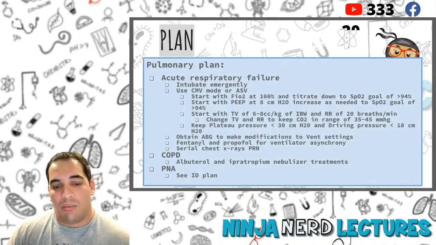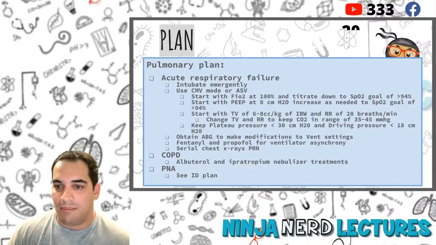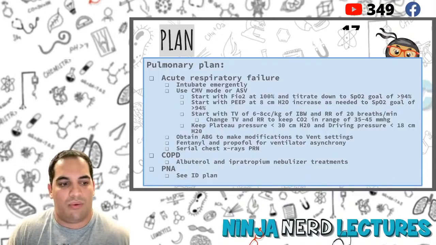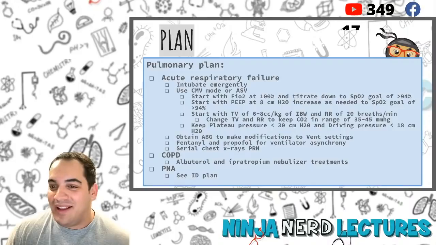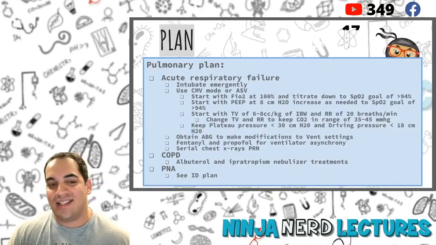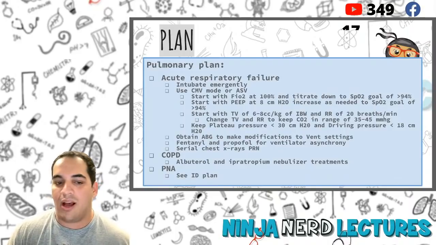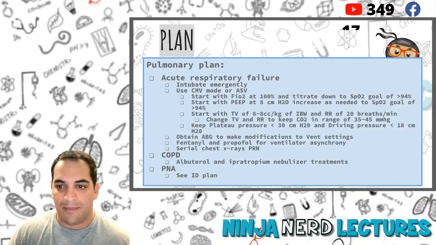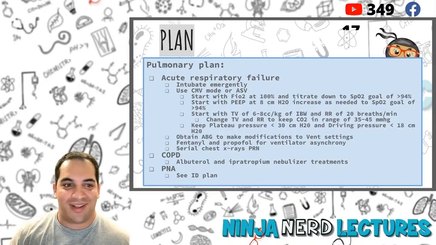So we can give fentanyl and propofol to kind of make him synchronous with the ventilator, and just get serial chest x-rays to make sure that the pneumonia is improving and we're not fluid overloading him, and so on and so forth. And then we gotta be holistic, treat the COPD. If he's wheezing and he's got all these other conditions, treat him with albuterol and ipratropium nebulizing treatments, also known as DuoNebs. And then we'll talk about how we treat his pneumonia. We'll talk about that in the infectious disease plan. Okay, hope that one helps.